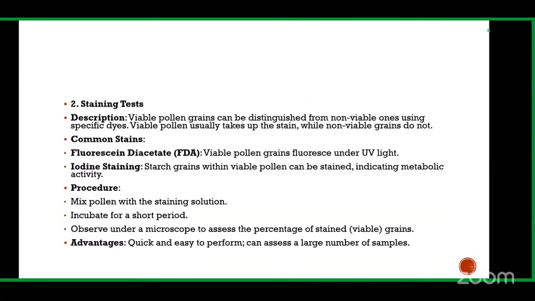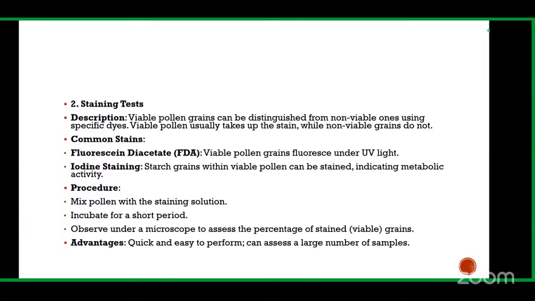Next, and most important, is the staining test. There are some stains used to know pollen viability. Number one, a common stain is fluorescein diacetate, that is FDA. Viable pollen grains fluoresce under UV light. When you give this dye to the pollen grains, the ones which are viable, which are capable of fertilization, will give fluorescence under the UV light.